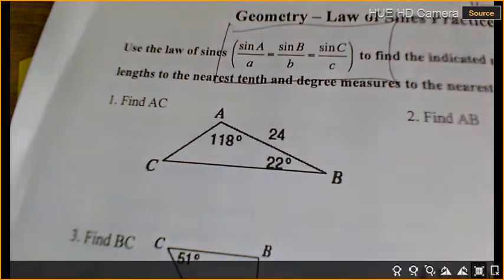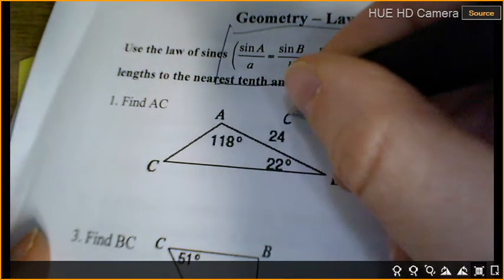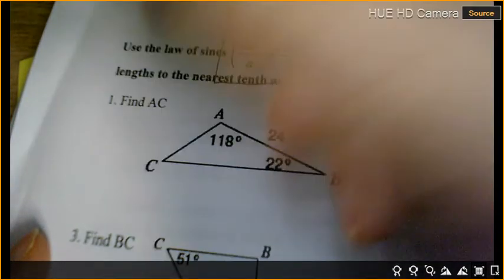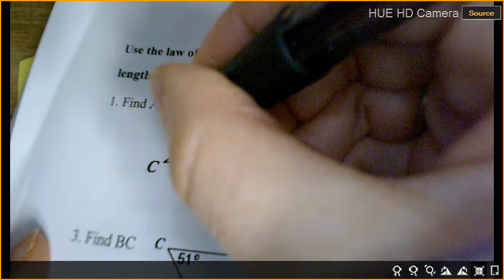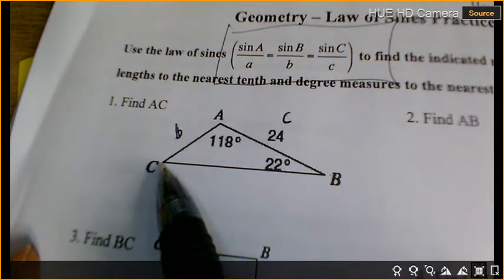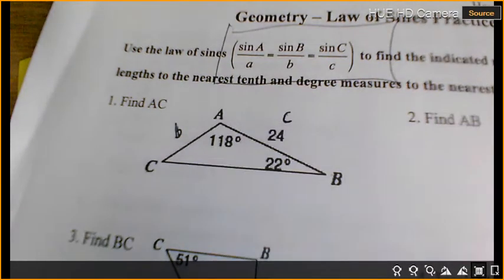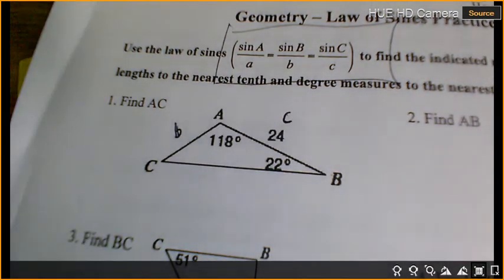So if we're looking at number 1, this is big C, so this has to be little c. This is big B, so this is little b. And we're trying to find little b. So how would I find what C is? I've got 2 of the angles. How would I find that third angle? It's a triangle. What do the interior angles of a triangle add up to be? 180. So if I take 180 minus 118 minus 22, I can get that this is 40.